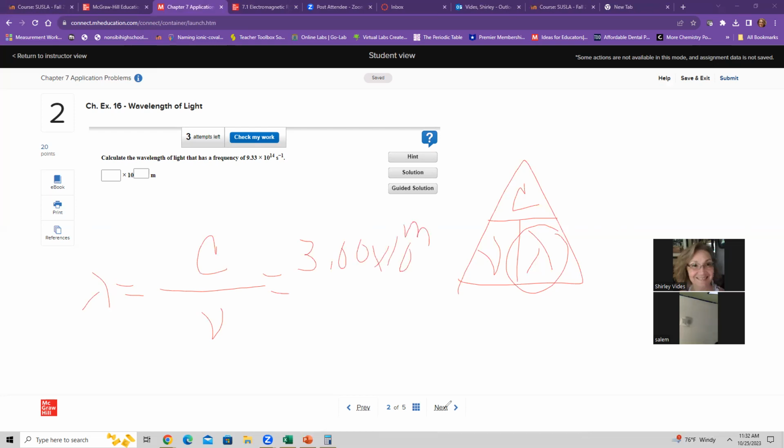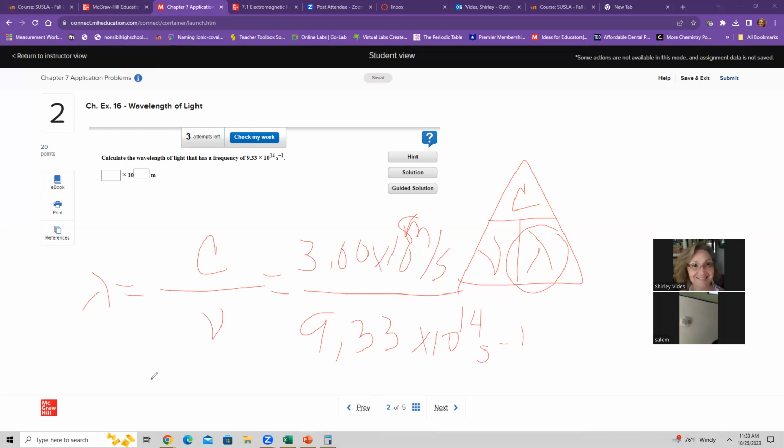3.00 times 10 to the 8 meters per second. Sorry, I forgot the 8. See, I told you it's just not here today. And then the bottom is 9.33 times 10 to the 14th minus 4.62 times 10 to the 14th. Right. So now we divide those two. So let's get the calculator. It's 3 divided by 9.33, right?